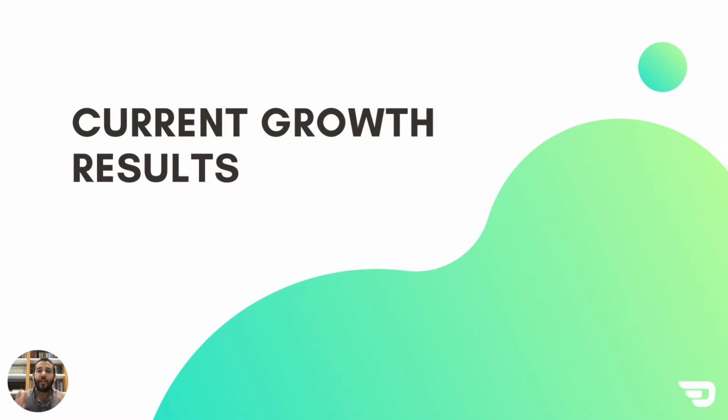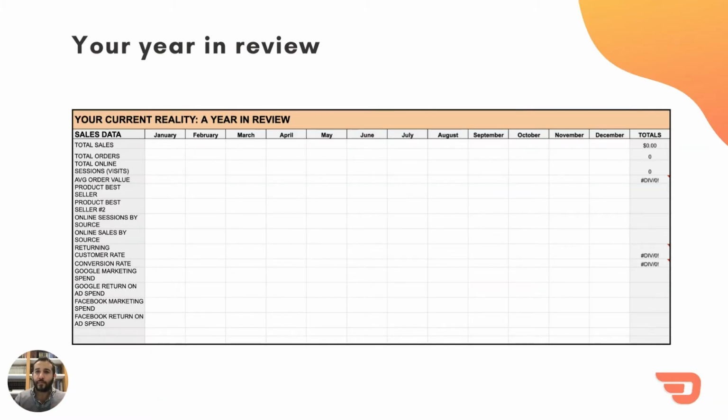And to help you analyze your current growth results, we're going to start by reviewing your past year's sales and marketing data. And to do that, we're going to use a template in the current reality tab of your growth plan. Now, this template, which looks like this, is intended to help you summarize your past year's sales and marketing results. And you'll see, for example, down the left-hand side, it asks you to record your total sales and to do that right across the calendar year, and will give you a total at the end.